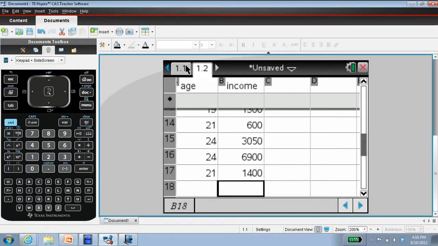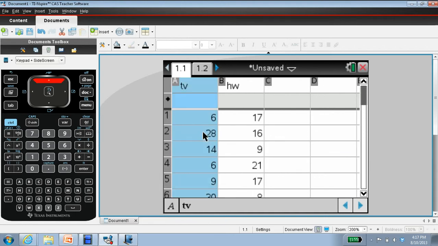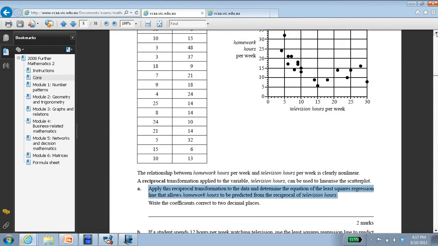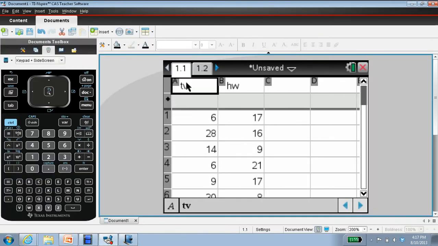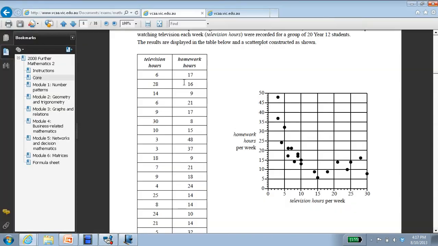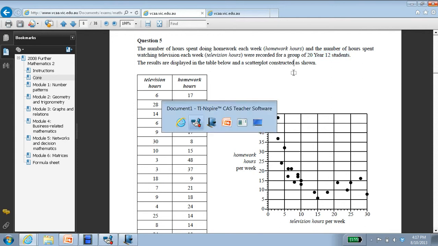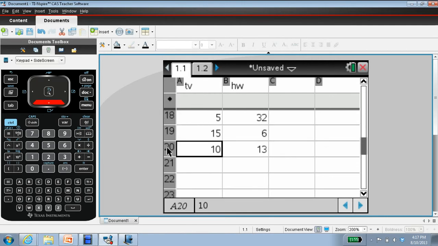Okay, so I have already put in the data. Here's my table of data, and that matches perfectly with this table here. I have my TV hours, and I've called this column TV and this column HW for homework. You can call it whatever you like. As a double check, I should have 20 values because it's recorded for a group of 20 students, and I can see I'm in the 20th row by the time I finish, so that's good.